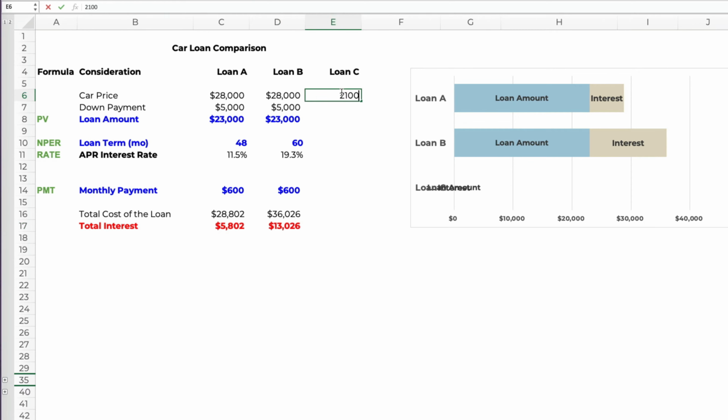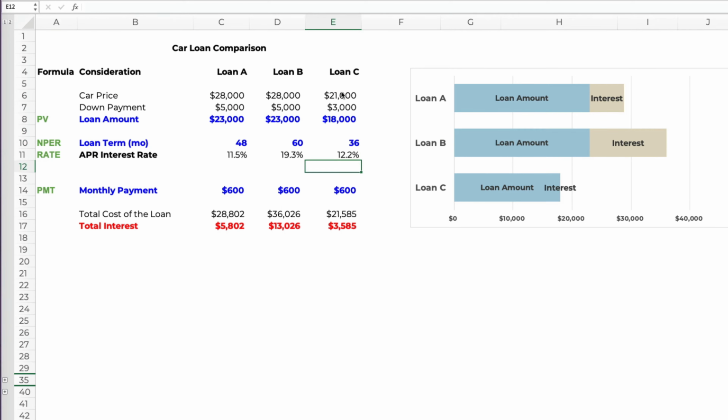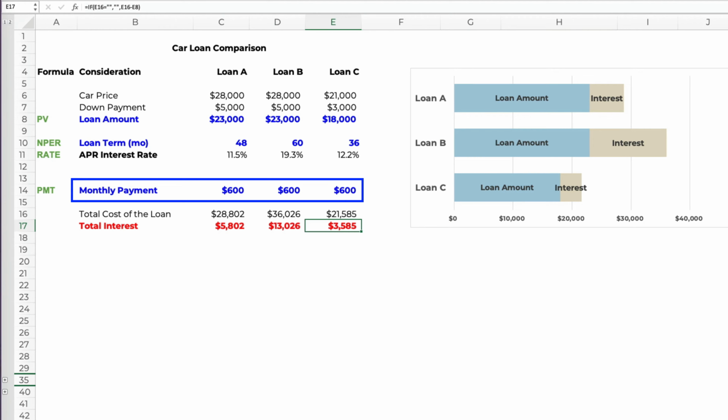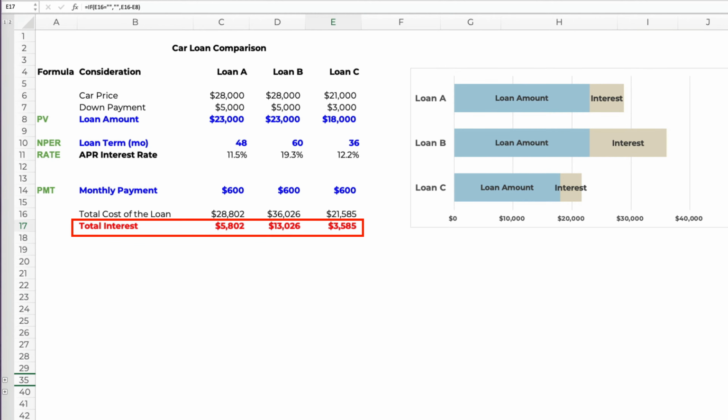Now loan C is for a lesser amount, for 36 months at 12.2%, and still has the monthly payment of $600, but the total interest you pay on this loan, because it's much shorter and for a lesser loan amount, is much less. So all 3 loans have $600 in monthly payments, but you can see the difference you pay in total interest depending on the other variables.